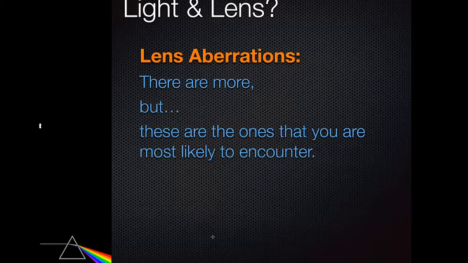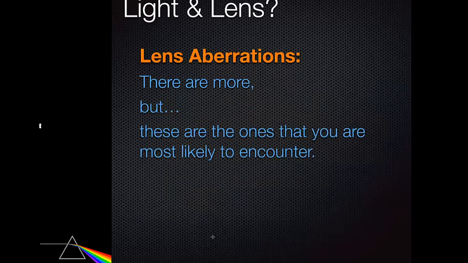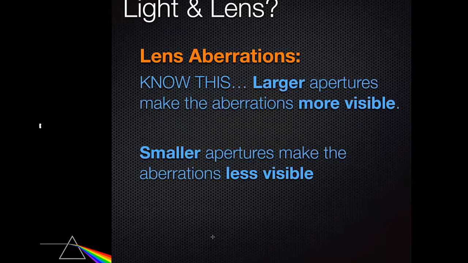So that's it for lens aberrations. I'm going to continue in another video where we'll talk about distortion and diffraction, but there are a couple things that I just want you to know. We just focused on some of the main aberrations: chromatic, spherical, coma, and astigmatism. There are more of them. In fact, there's several more, but that's more for people who study optics. These are the ones that you're most likely to read about or encounter.